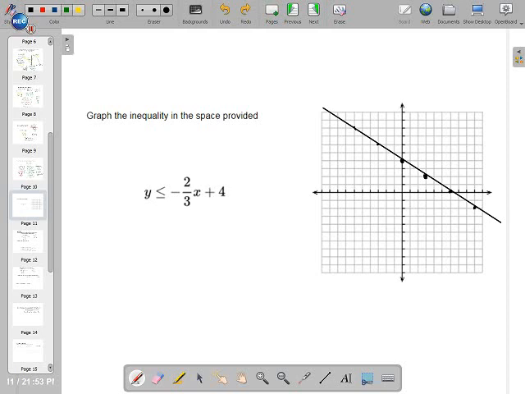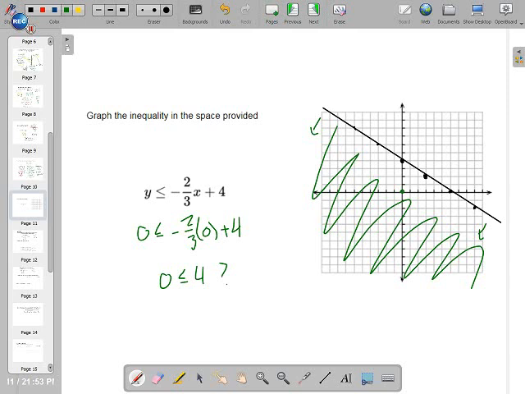And then the last thing I need to do is decide, should I shade up or down? Now, it's a less than, so you can shade down, but the other way to test it is pick a point. Like, I like to do 0, 0. If I plug in 0, 0, does it make a true statement? Is 0, 0 a solution? Is 0 less than or equal to 4? It sure is. So since this point works, all the points on this side will be shaded in. None of the points on this side will be shaded in because none of the points on that side of the line work.